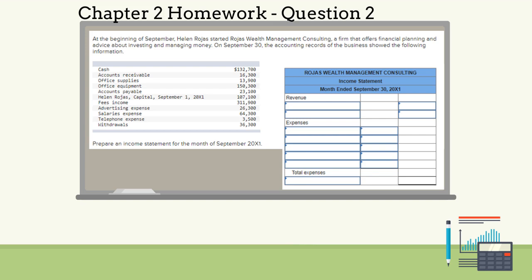For question number 2, you're provided with a listing of accounts and asked to prepare an income statement. First, look at each account and decide whether it's a balance sheet account or an income statement account. For instance, cash is an asset account. You will notice that only fees income, advertising expenses, salaries expenses, and telephone expenses belong on the income statement. Now fill in the lines of the income statement. Please remember to use the Check My Work feature on the McGraw-Hill site.